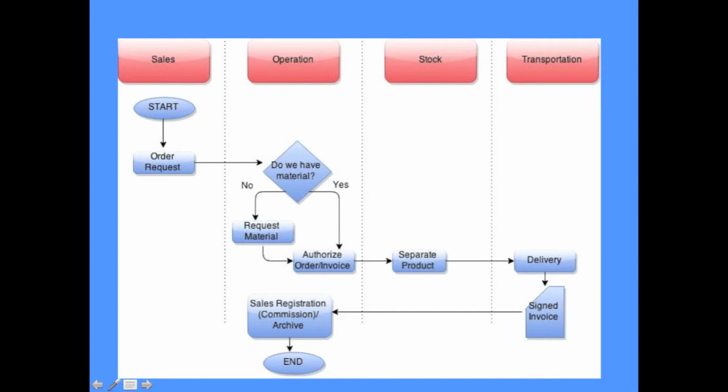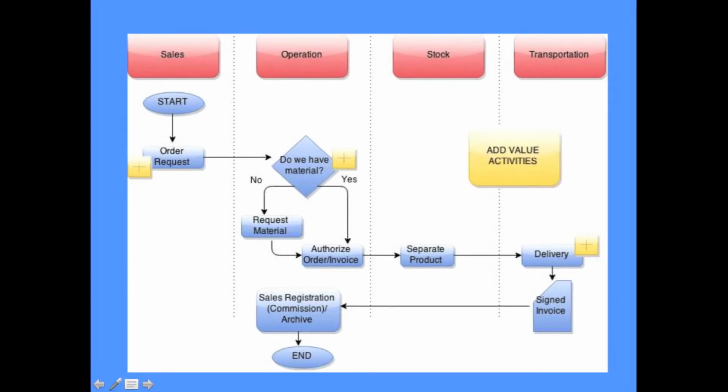As a result, we have a much simpler process that relates the operation department with the other areas of the business, eliminating the dependence of activities. We can see that the added value activities for the client are more representative in this new process. We only have the commission of sales registration activity as a waste, but this activity is necessary for the internal controls of the company.